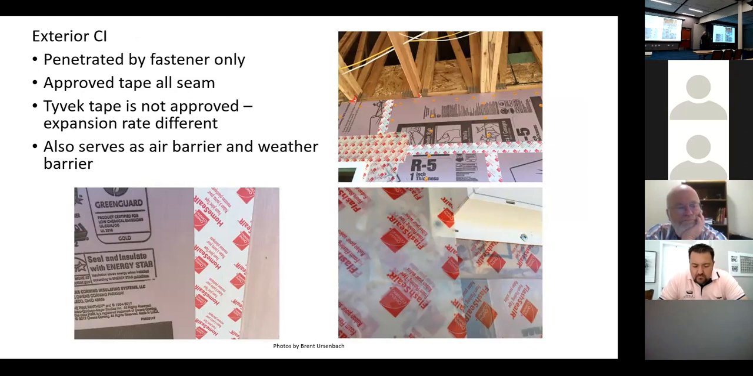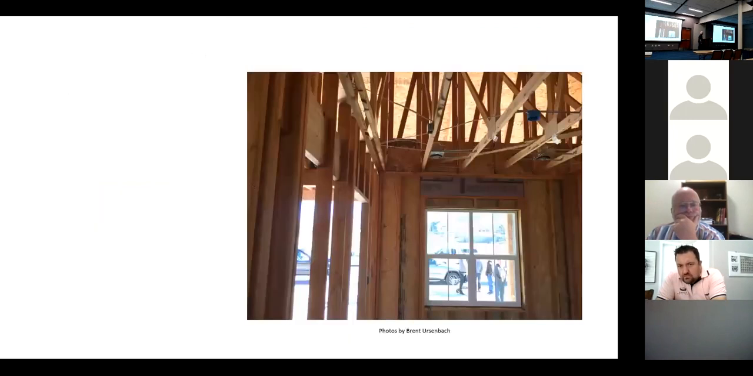So I taped my seams in my polyiso with Tyvek tape, and because of the expansion and contraction, I ended up with cracks in the Tyvek tape. So you need to use a tape that is approved by the manufacturer of the insulation, that expands and contracts at a rate similar to the product. Little things that you don't think about sometimes.